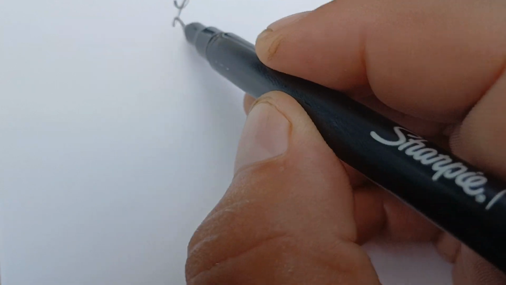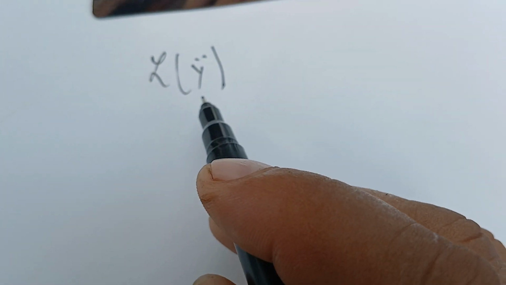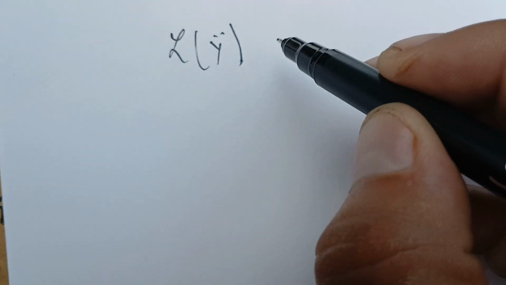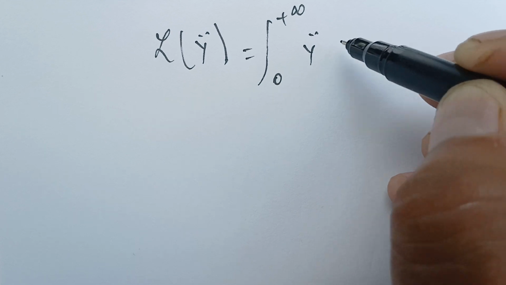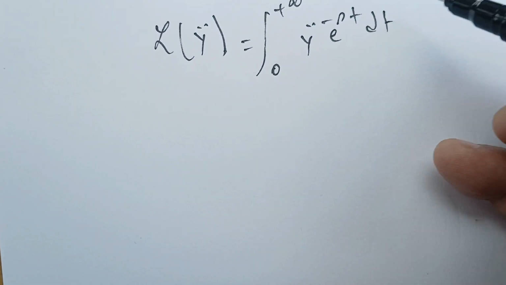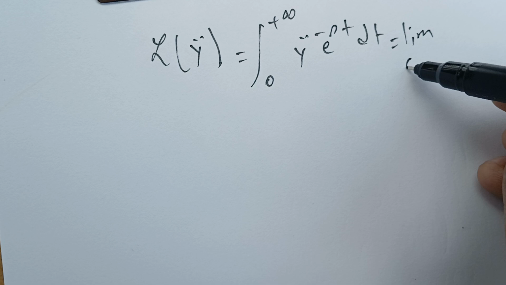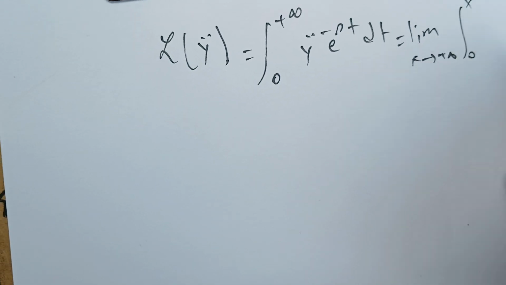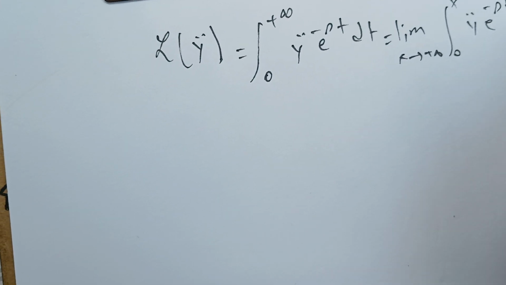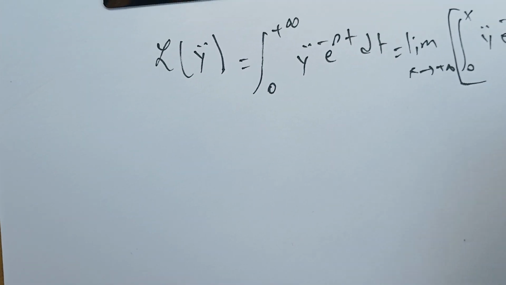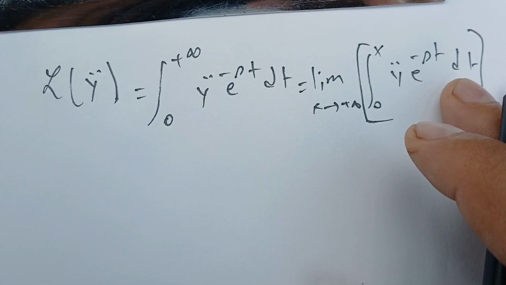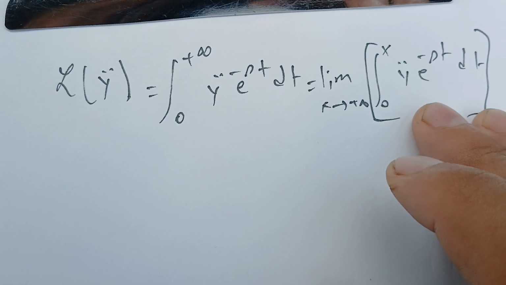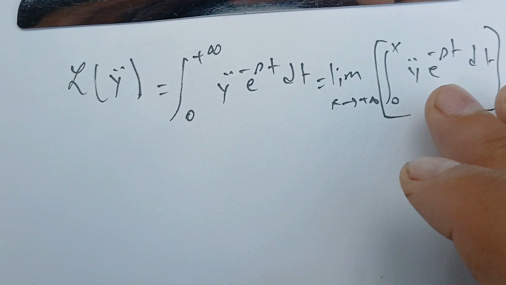Now we're going to use the Laplace transform again to find the Laplace transform of y''. We can use the definition and integrate between 0 and infinity y'' e^(-st) dt, taking the limit as x goes to infinity. Assuming that y'' has exponential order, we can do integration by parts twice to get the result. But we are not going to do this work here.